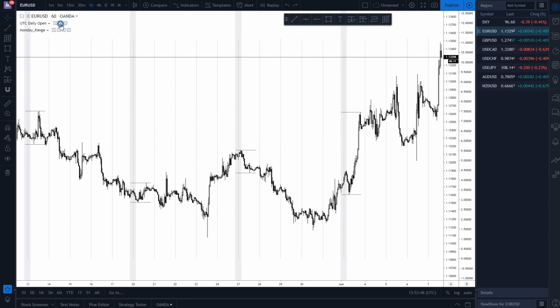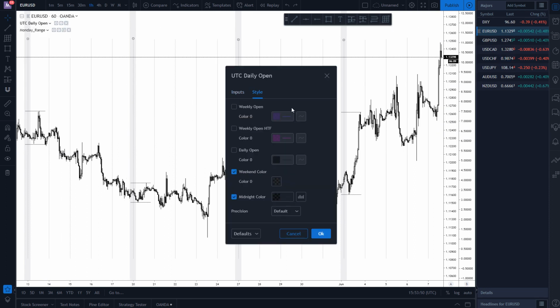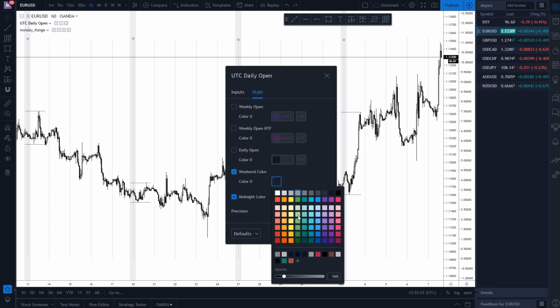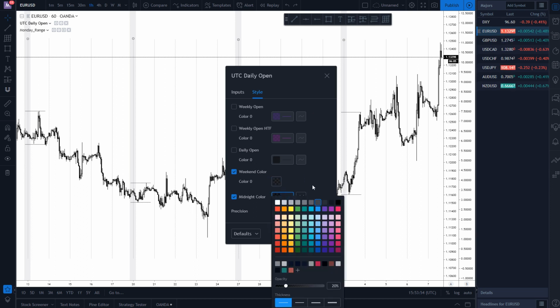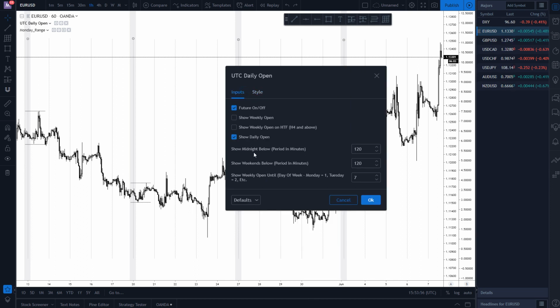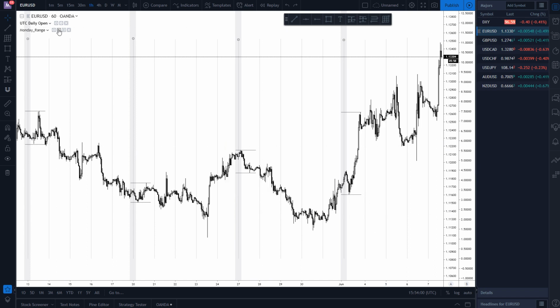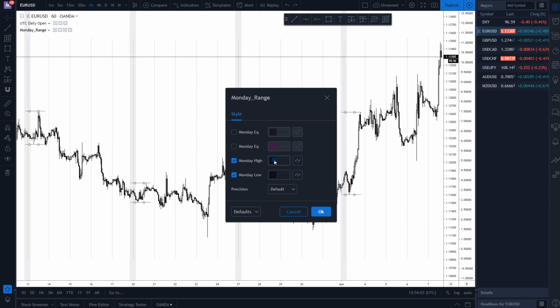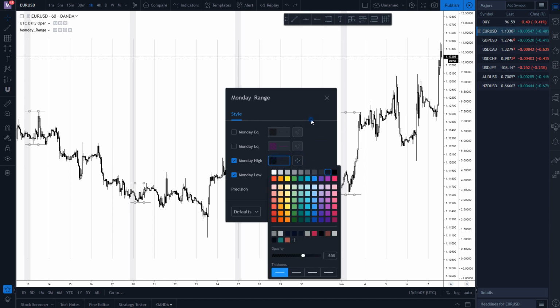And anyway, my setup here, you can pause the video and set this up the same way I have, so we will be on the same page. This is for the UTC Daily Open, and this is for the Monday Range. I have the lines with breaks, and I have this in the black color.